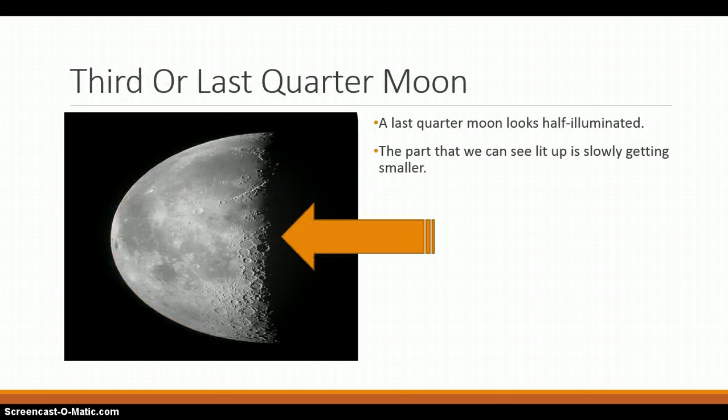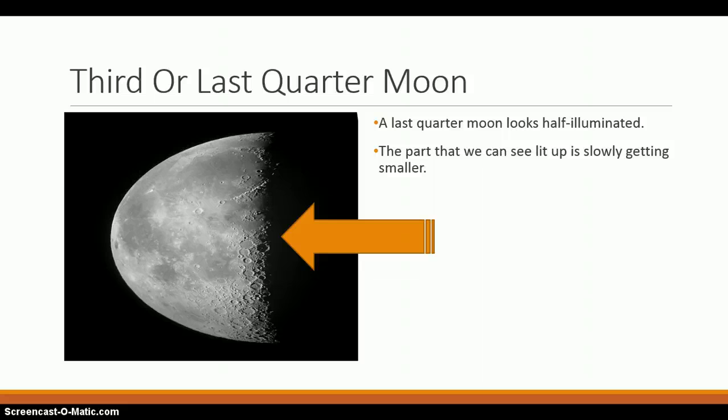Third or last quarter moon. A last quarter moon looks half illuminated. The part that we can see lit up is slowly getting smaller. It rises around midnight, appears at its highest in the sky at dawn, and sets around noon. Last quarter moon comes about 3 weeks after new moon.